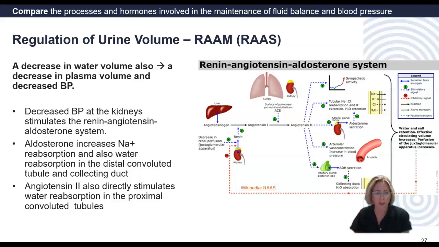It also stimulates the thirst sensation, but it also causes aldosterone to be secreted from the adrenal cortex. Aldosterone then will cause the insertion of those sodium-potassium pumps into cells lining the distal convoluted tubule and collecting ducts to increase sodium reabsorption and potassium secretion into the filtrate, but also water reabsorption too. And angiotensin 2 also directly stimulates water reabsorption in the proximal convoluted tubule. So again, we're regulating the urine volume here to regulate body fluids.